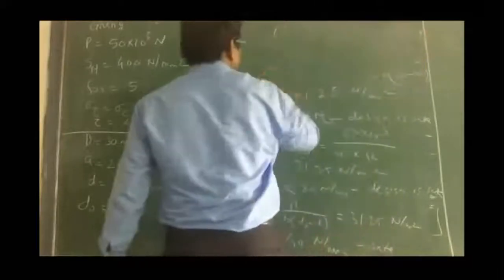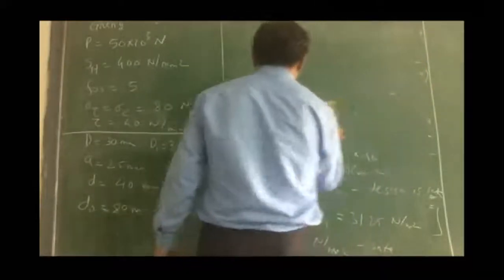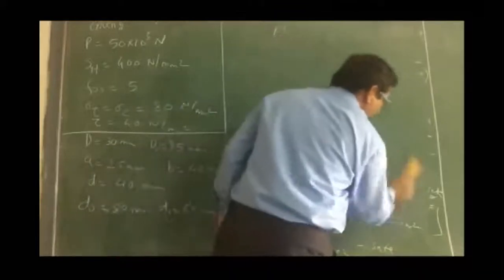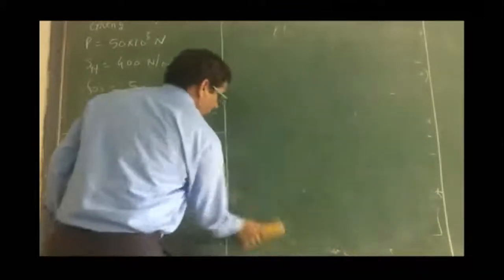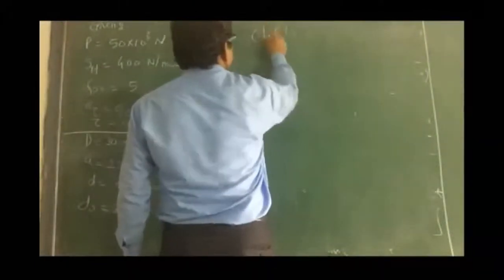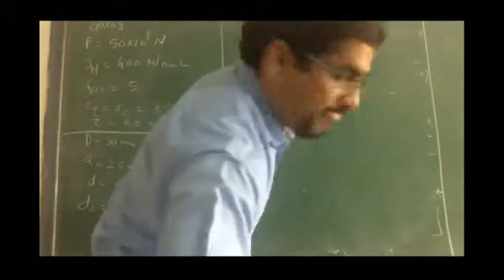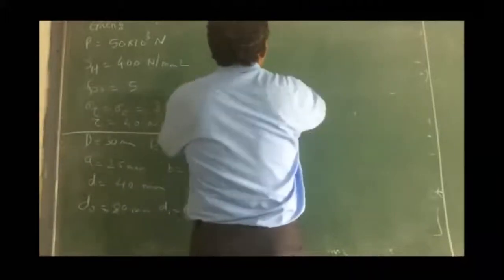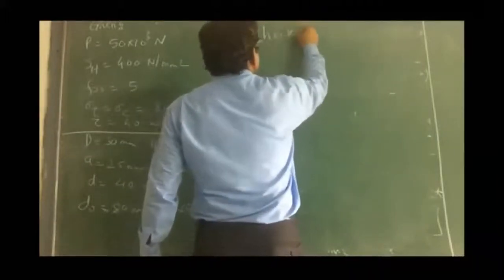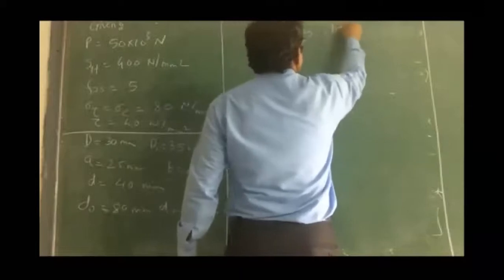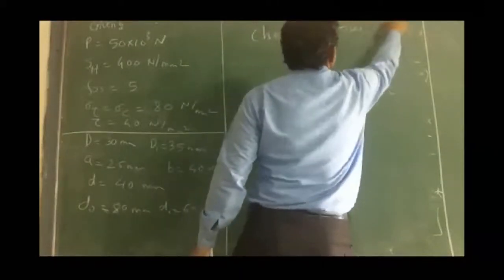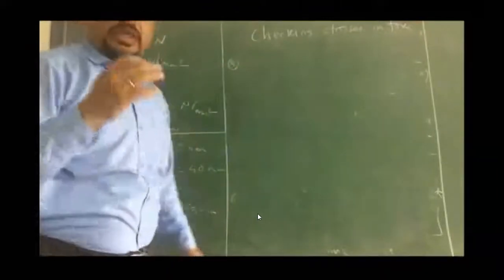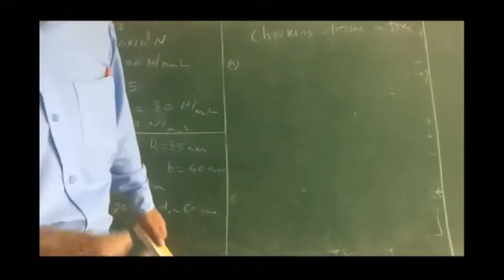Now this eye we checked for the stresses, and then we will see whether our design is safe or not for the fork. So, checking stresses in the fork. Similarly, our fork will undergo the same kind of 3 different stresses.